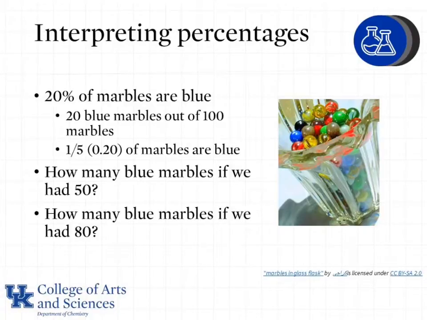Let's look at some simple examples about how to interpret percentages. If 20% of the marbles are blue, that tells us that 20 marbles out of every 100 marbles is going to be blue. So 0.2 or 1/5 of the marbles are blue because 20% is the same as a fraction of 1/5 or the decimal of 0.2.